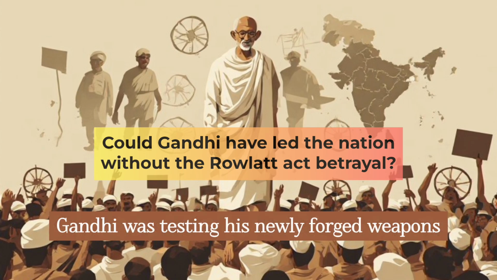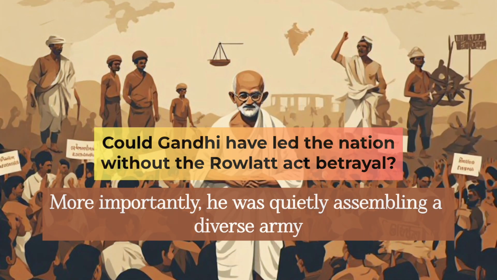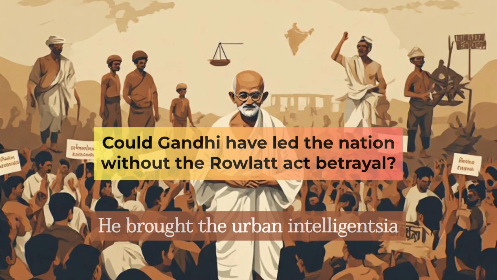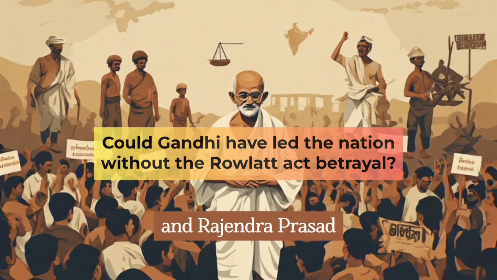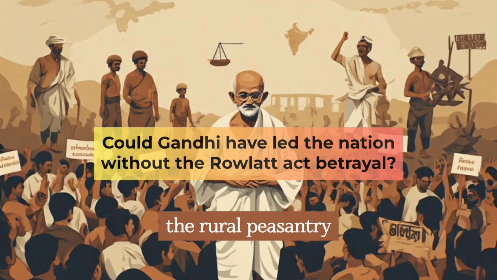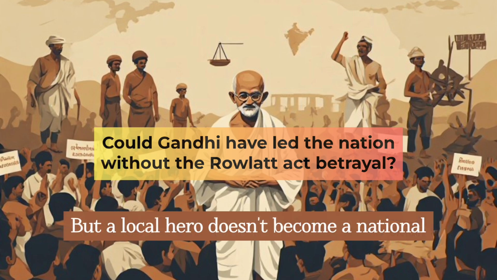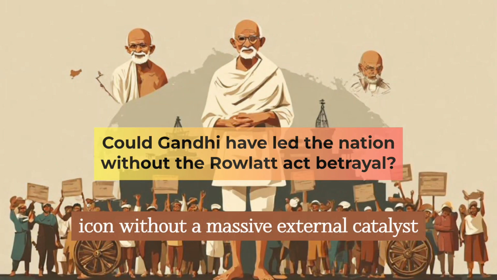Gandhi was testing his newly forged weapons, Satyagraha and Ahimsa. More importantly, he was quietly assembling a diverse army. He brought the urban intelligentsia, men like Vallabhbhai Patel and Rajendra Prasad, into the muddy fields to work directly with the rural peasantry. But a local hero doesn't become a national icon without a massive external catalyst.